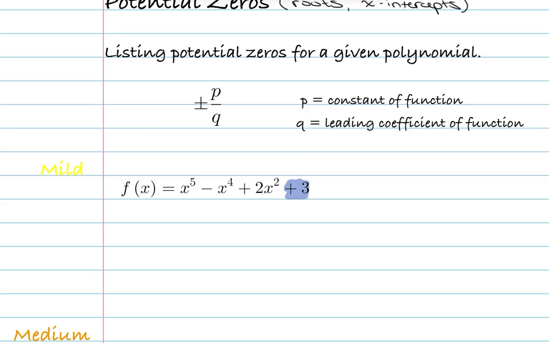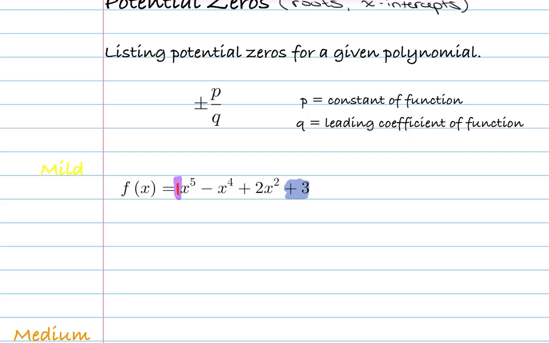All right, the next part we're going to look at is the q. The q is always the leading coefficient. That's the number in front of the variable with the highest exponent. So my leading term is x to the 5th, because that's my highest exponent. And so my leading coefficient is this guy right in front. We don't see anything, so what we do is we assume the number 1.